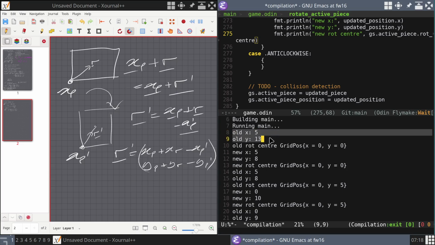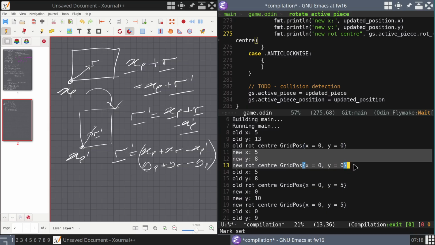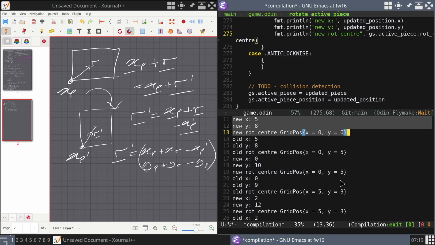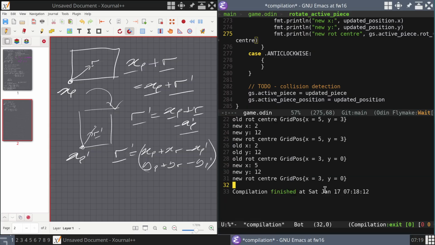So if the old xy is 513, the rot center was 0, 0, then our new values, that can't be right. Can it? Because then the rot point has moved. We are seeing this number change though.